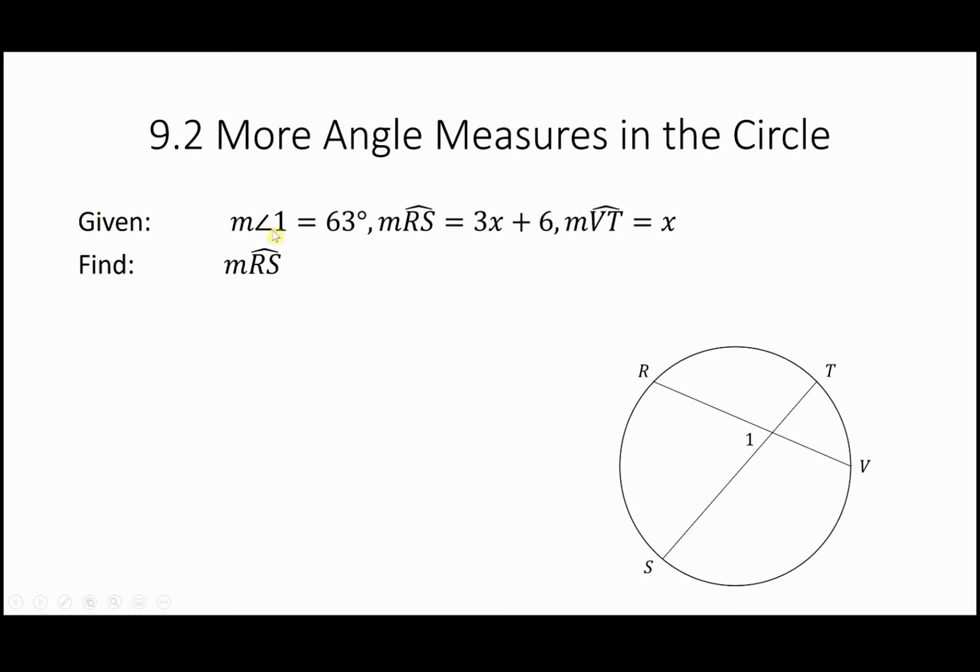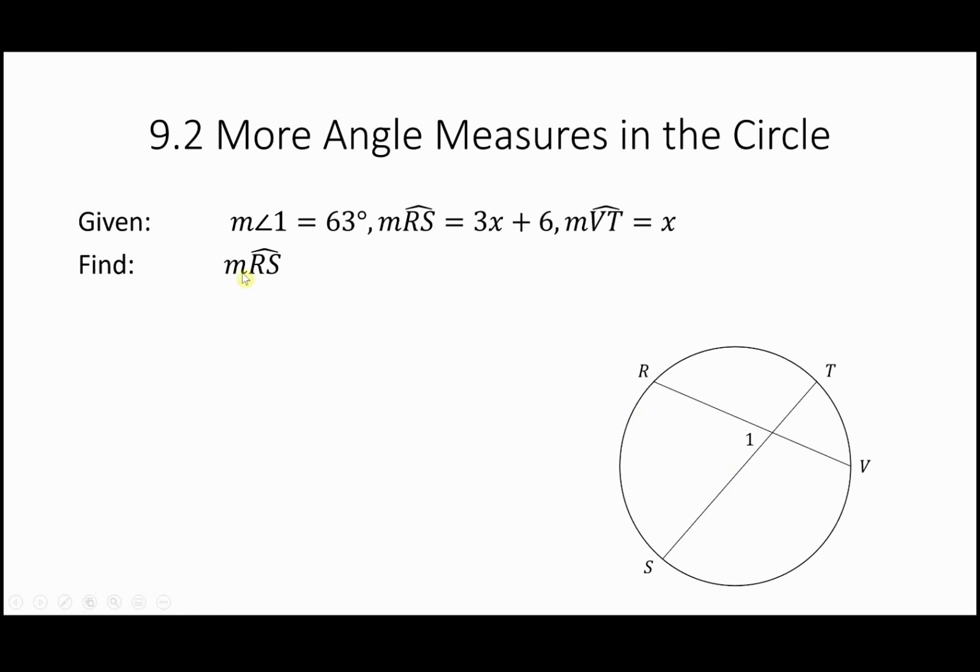Given we have, of course, this circle, this unnamed circle, there's no center. The measure of angle 1 is 63 degrees. Okay, that's here. The measure of arc RS is some algebraic representation, 3x plus 6. The measure of arc VT is x. So these are the two intercepted arcs in regard to the measure of angle 1, right?